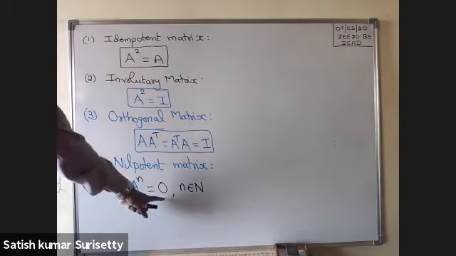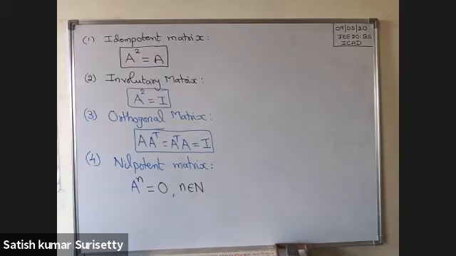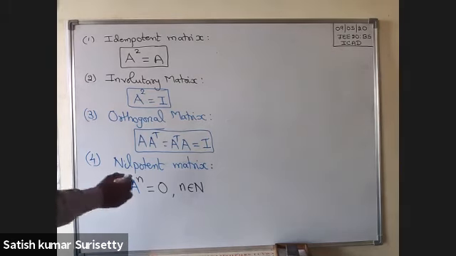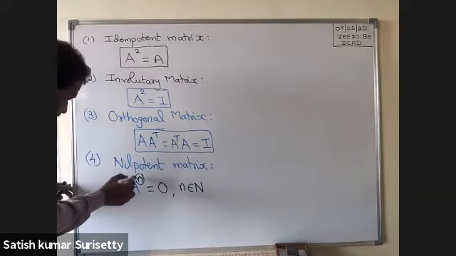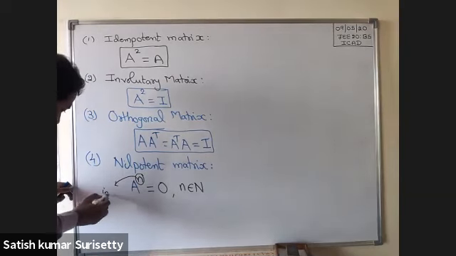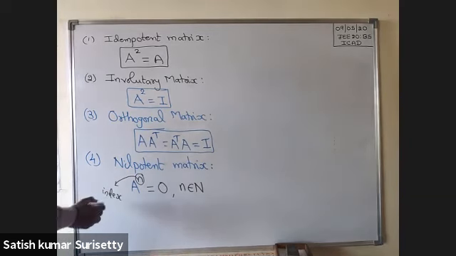Where 0 means the zero matrix. The smallest possible value of n is called the index of the nilpotent matrix.